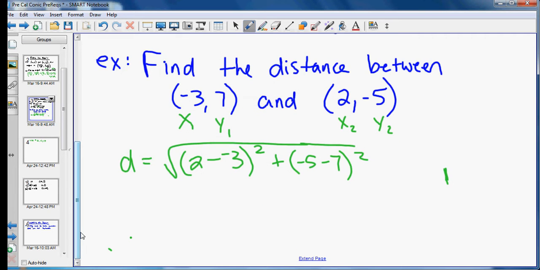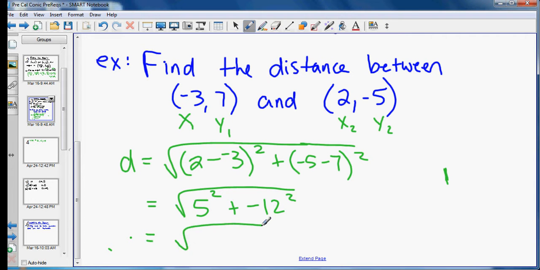So we have 2 plus 3, which is 5, being squared, negative 5 minus 7, which is negative 12 squared. I should actually put this in parentheses. Make sure in your calculator you do the same, because this should end up a positive number. We get 25 plus 144 gives us the square root of 169, which is 13.